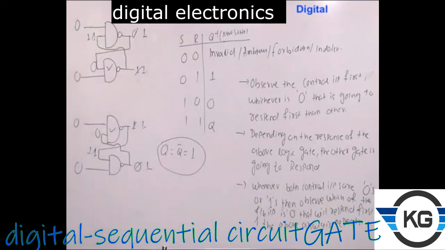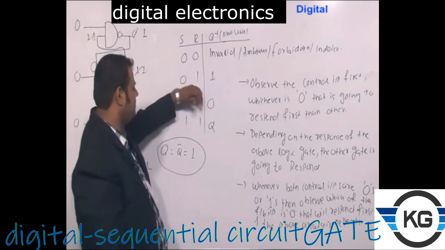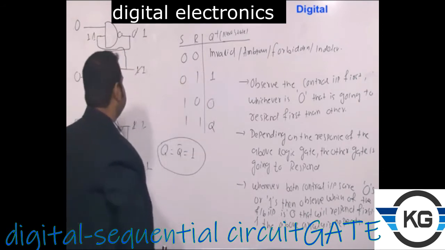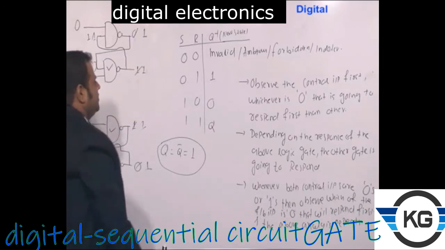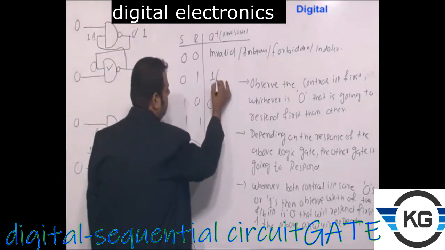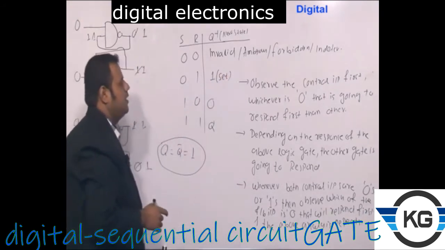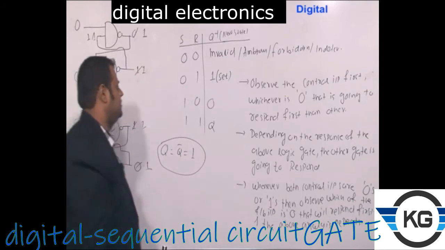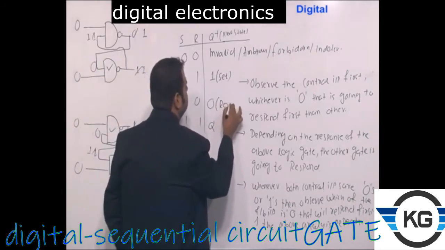Technically, we are using some terminology for each individual input and these outputs. Please remember that whenever we are getting the Q plus value as 1, this is the particular state we name as the set state. When the output is 1, we say the latch is set. That is what we technically call set mode or set state. When this is 0, we technically say this is reset.